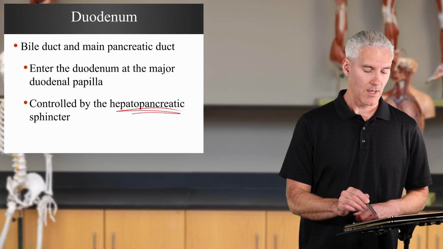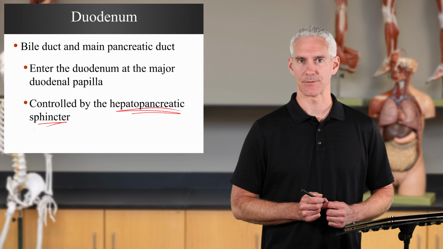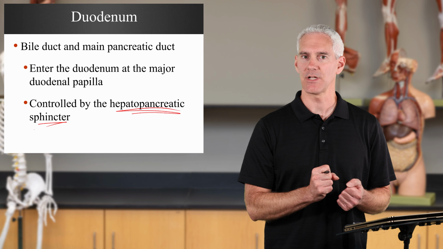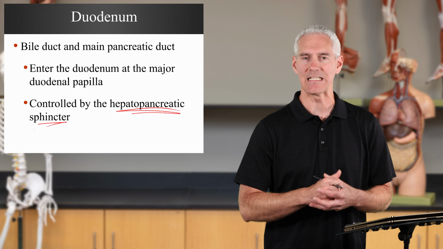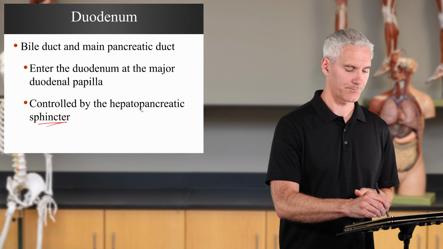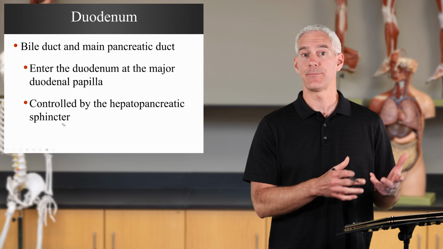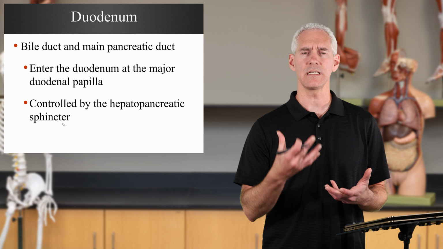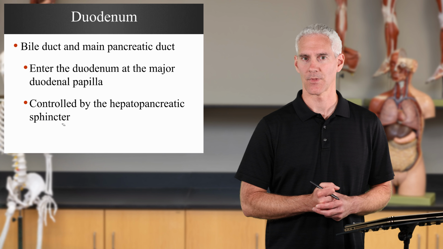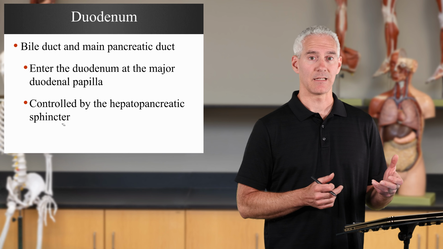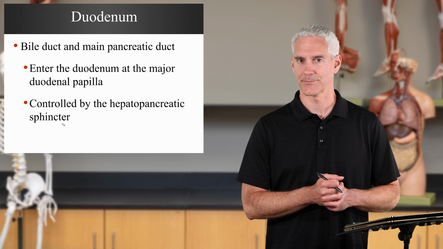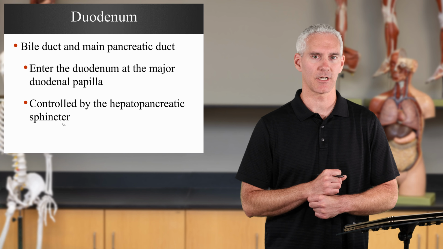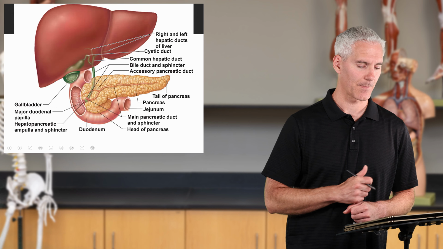That's controlled by the hepatopancreatic sphincter. So this sphincter will open and close, allowing these 2 different ducts to secrete their fluids into the actual duodenum. Now, this is important because the main pancreatic duct is going to have a whole series of different enzymes coming through. The bile duct is where you have bile from the liver and the gallbladder. Both are vital for the physiology of how digestion occurs in the small intestines.